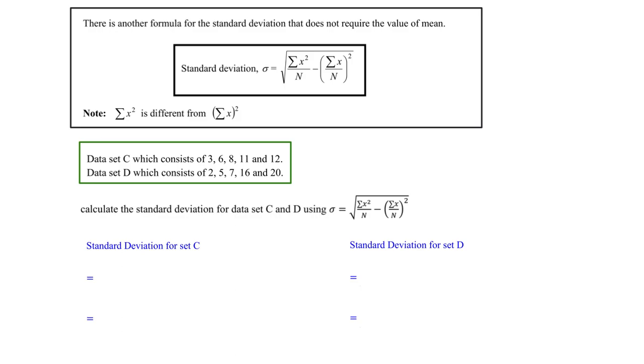Hello everyone, welcome to this video where we are going to discuss another formula for standard deviation that does not require the value of the mean, which is the following.